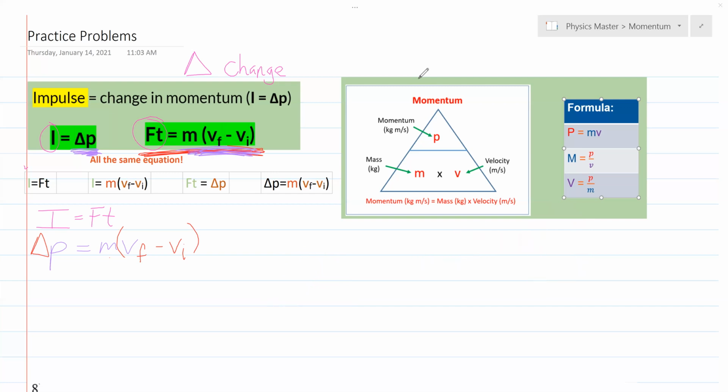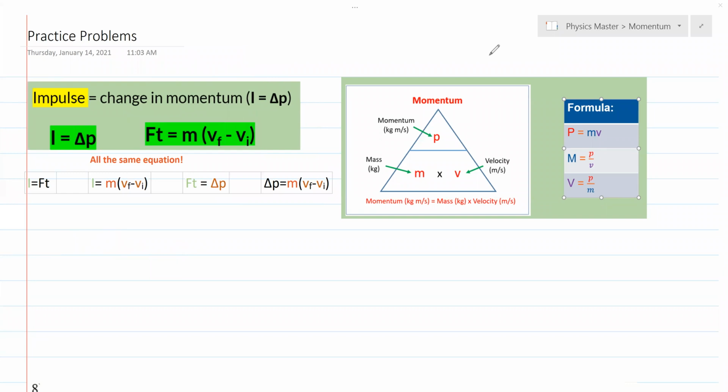All right, so I put all of these equations here just to show you that at the end of the day, all of these equations are the same thing. It's just a matter of whether I said I, or Ft, or P, or m times vf minus vi, but they're all the same. So if you know your units, you can work it out. So let's practice our units.